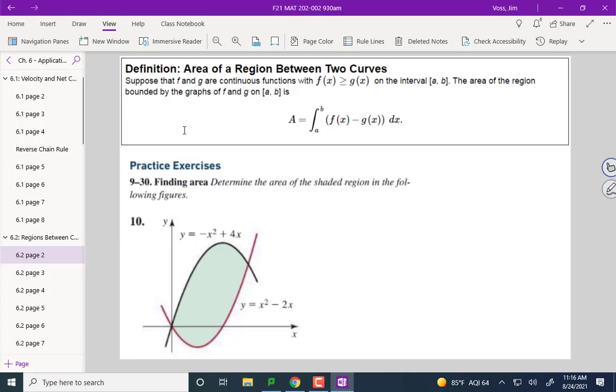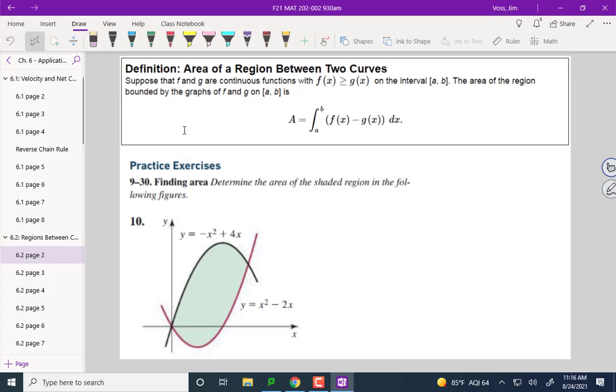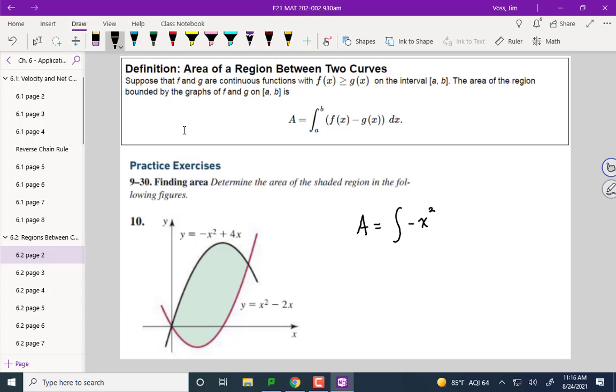So here's how it works. We're going to integrate to find this area, we take the upper curve and we subtract off the lower curve.